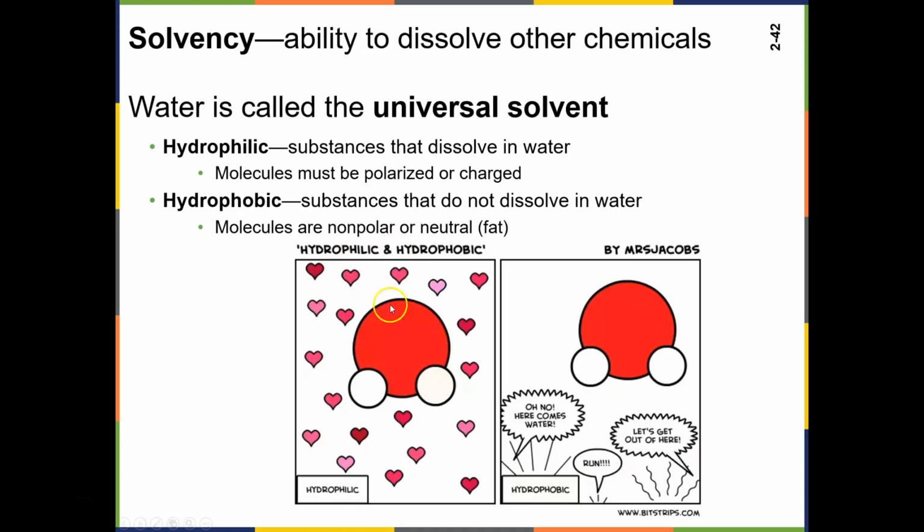So I just found this picture because I thought it was cute. This is water, oxygen with two hydrogens. Hydrophilic is water-loving. So you have all these molecules around that love water, and they're going to dissolve within water. Whereas over here, we have water again. But here's the water, run, get out of here. Hydrophobic is water hating. So these are nonpolar molecules that don't dissolve in water.